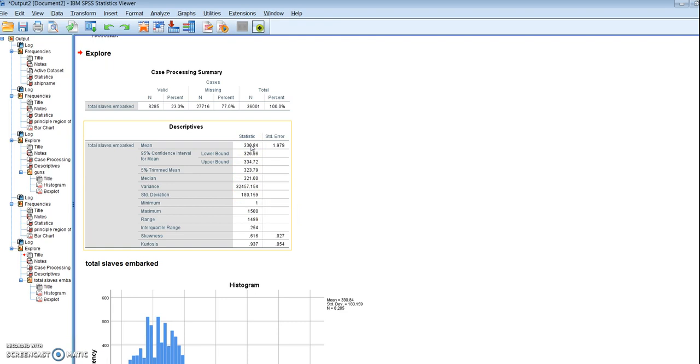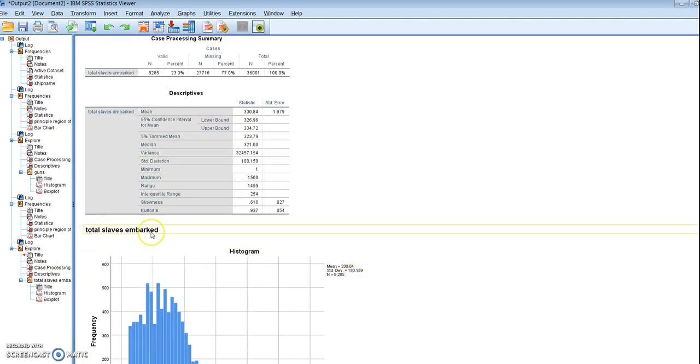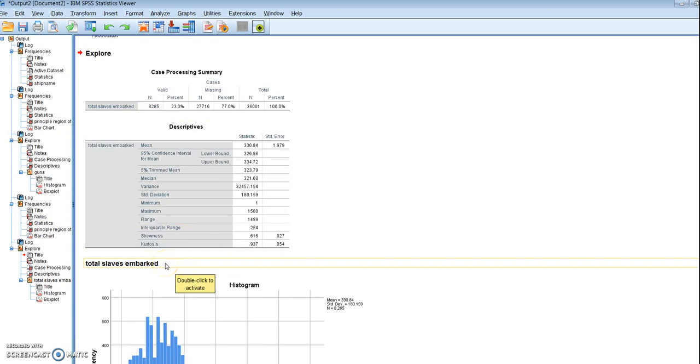So for using the z-score, we're going to find the total slaves embarked for the Ogden voyage, and you need to look for that yourself. So find the total slaves embarked for that Ogden voyage, and find that specific data value. And we use the formula z equals x minus mu divided by sigma. So find that value, subtract the mean, x minus mu, and then simply divide by the standard deviation. That's going to give you the z-score for the total slaves embarked on that Ogden voyage.